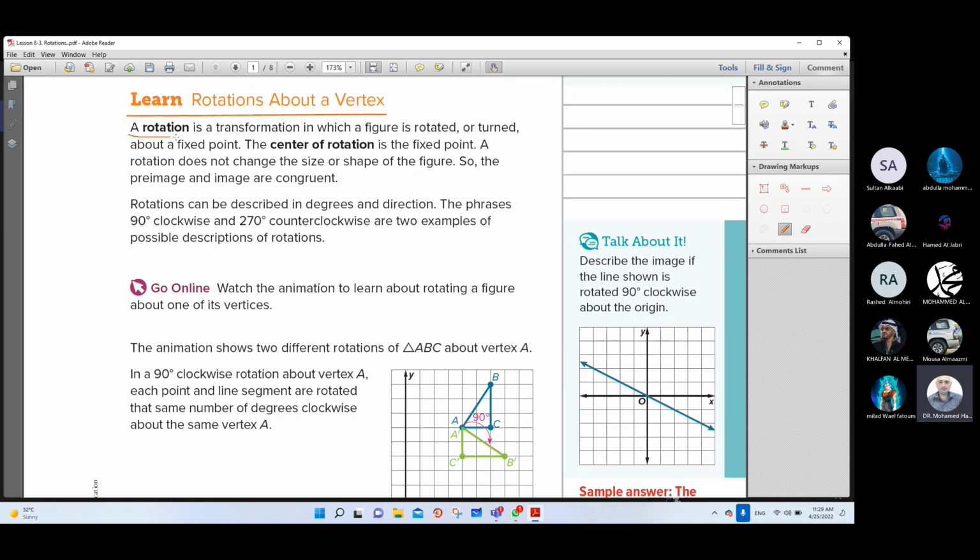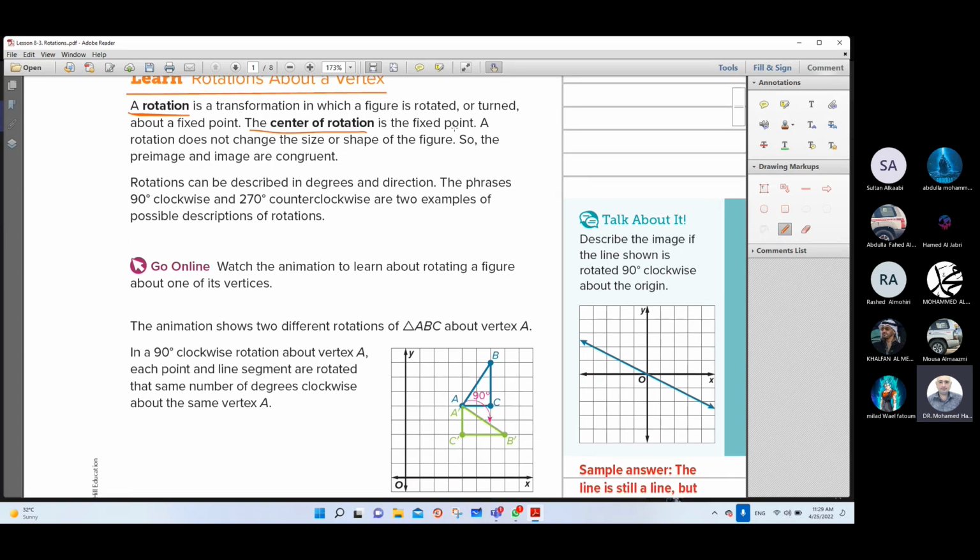What's the meaning of a rotation? It is a transformation in which a figure is rotated or turned about a fixed point. What's the meaning of the center of rotation? It is a fixed point. A rotation does not change the size or shape of the figure. So the pre-image and image are congruent. Always in rotation, the pre-image and image are congruent.